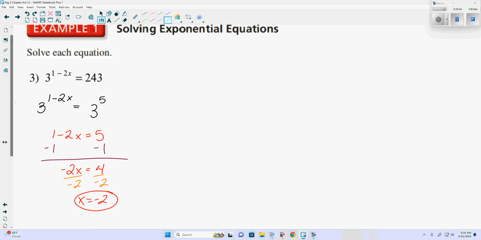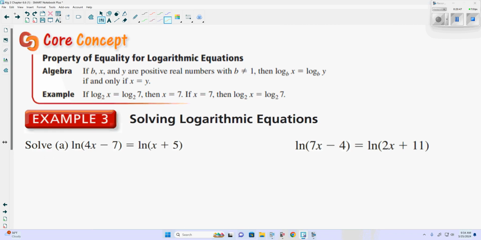Are you ready for the last piece of 6.6.1? Property of equality for logarithms. I still like calling this the one-to-one property. If b, x, and y are positive real numbers with b different from 1, base can't be 1, log base b of x is equal to log base b of y if and only if x is equal to y. Pretty much our exponential property. I did add in that x and y can also not be 0, because what's inside the log cannot be 0 or negative.